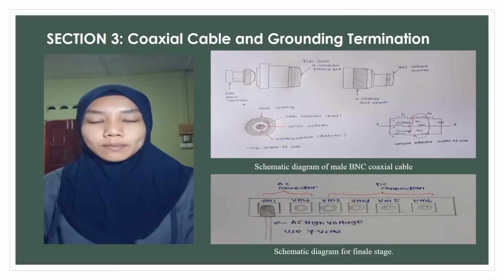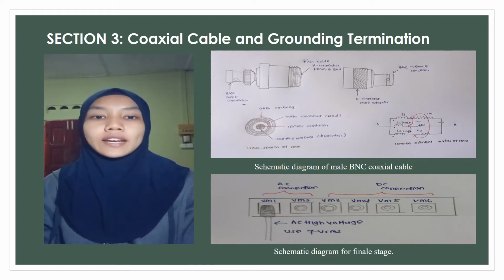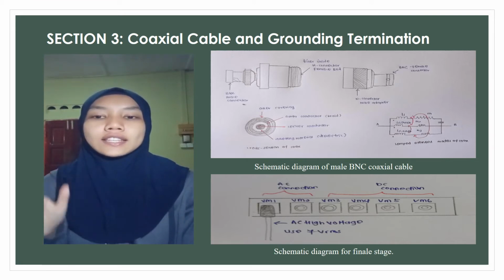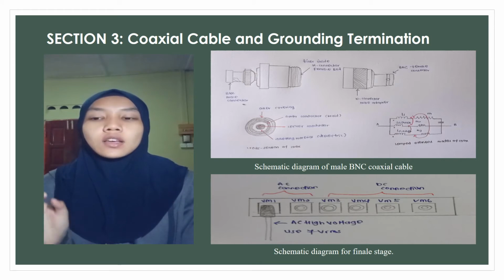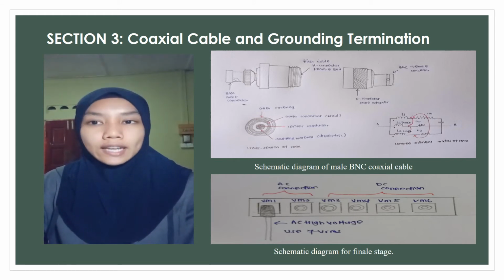Okay, I will explain my part, which is section 3. This section is the schematic diagram of a male BNC coaxial cable, and I will explain about the BNC connector. In this lab, we use BNC, which is Bayonet Neill-Concelman connector, a connect and disconnect radio frequency connector used for coaxial cable.